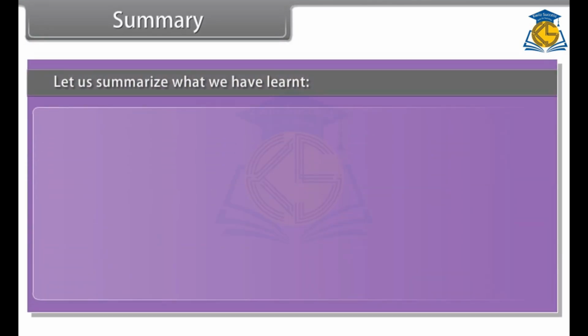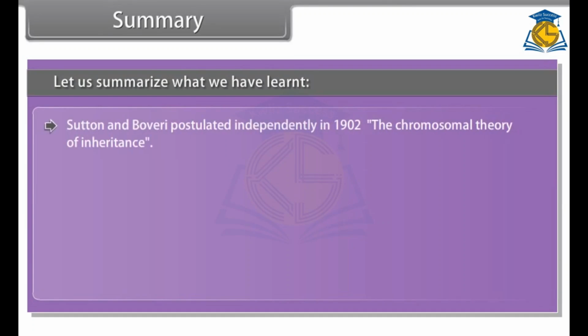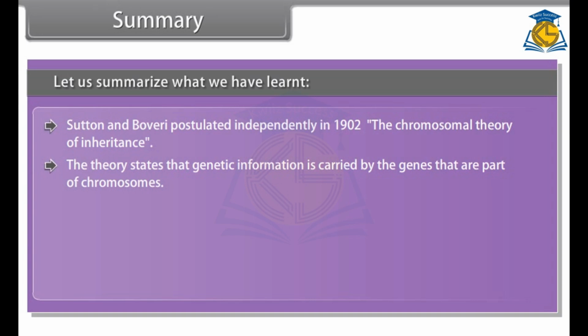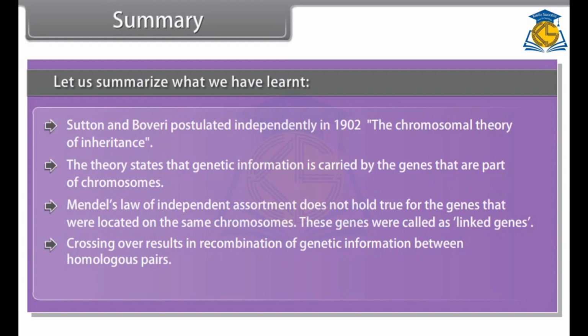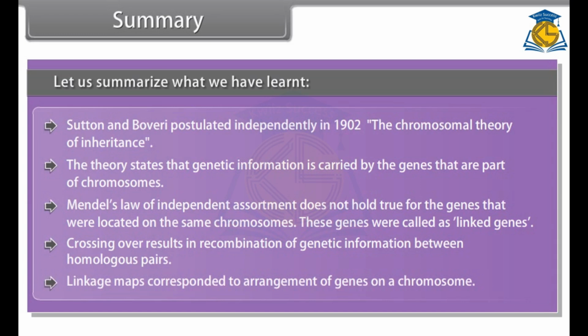Summary. Let us summarize what we have learned. Sutton and Boveri postulated independently in 1902 the chromosomal theory of inheritance. The theory states that genetic information is carried by the genes that are part of chromosomes. Mendel's law of independent assortment does not hold true for genes that are located on the same chromosome. These genes are called linked genes. Crossing over results in recombination of genetic information between homologous pairs. Linkage maps correspond to the arrangement of genes on a chromosome.